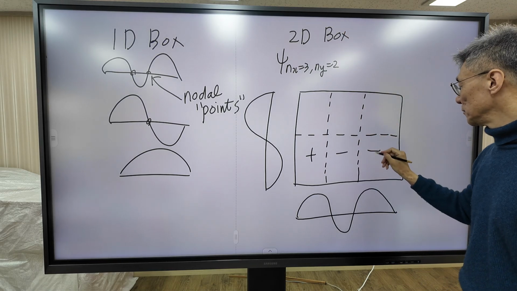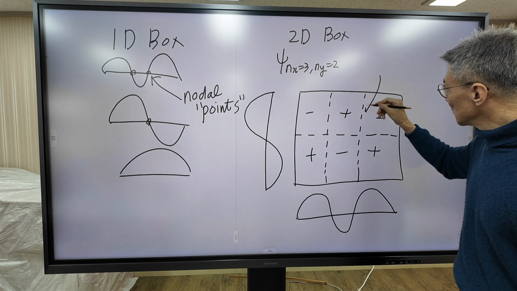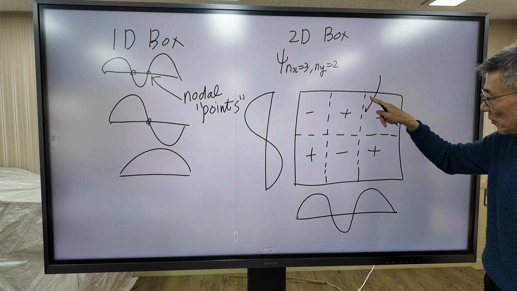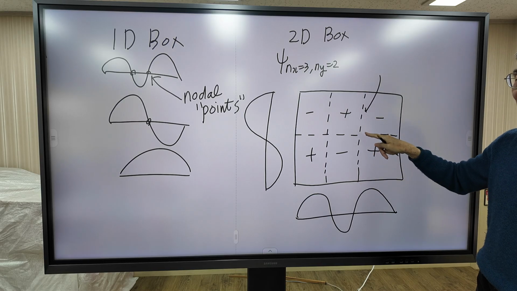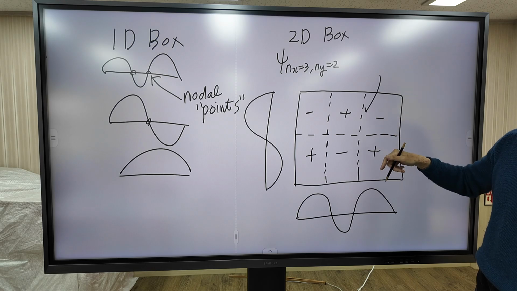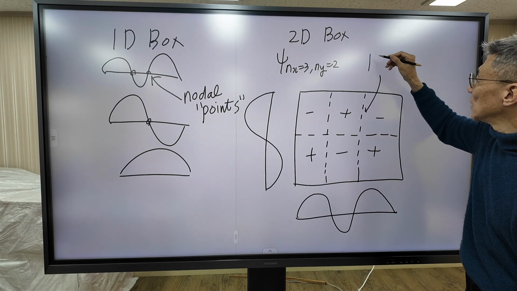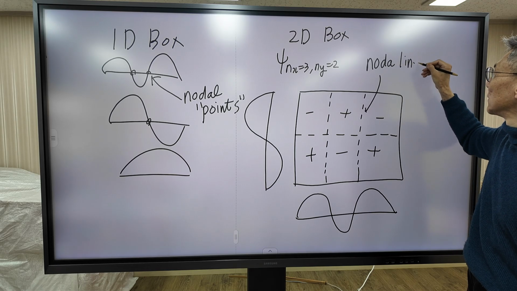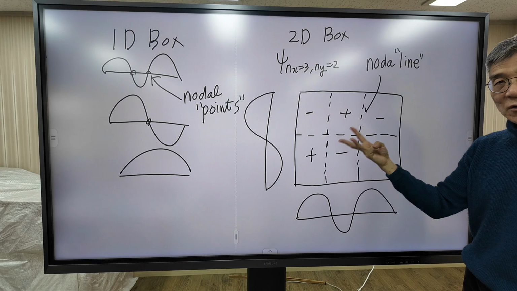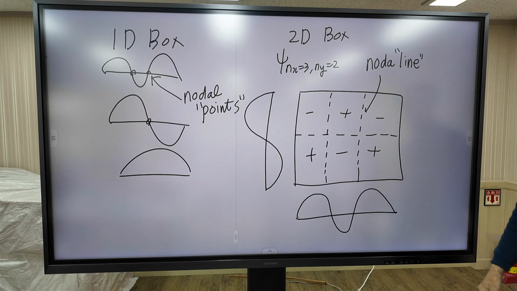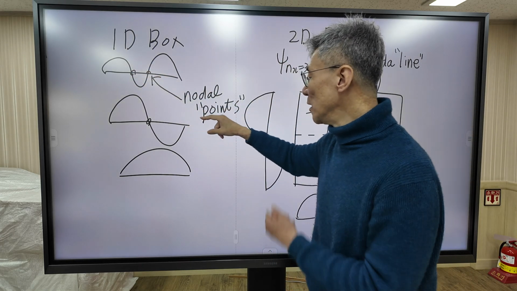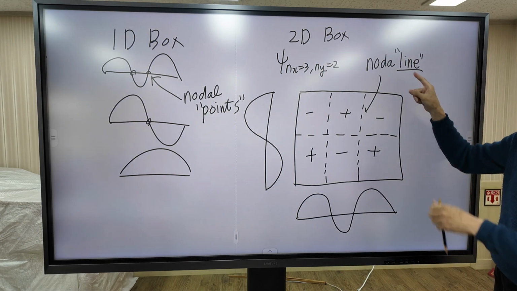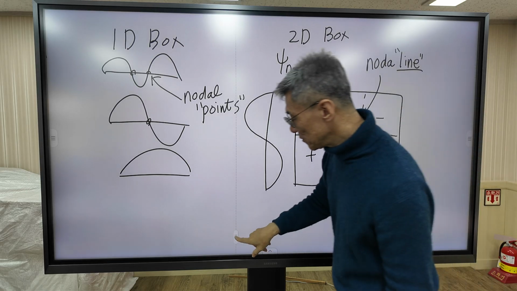Positive, negative, positive, negative, positive. This is the nodal point, right? In a two-dimensional box, the points on this line are nodal points. The nodal points form a line. So in a 2D box, we are going to say nodal line. We have three nodal lines for this wave function. So in a one-dimensional box, we can define nodal points. In a two-dimensional box, we can say nodal line. Then what happens in a three-dimensional box?